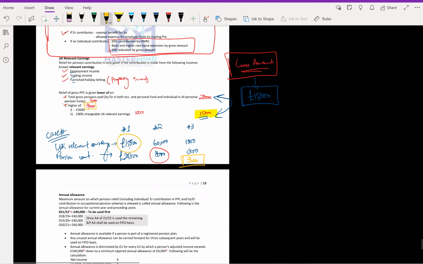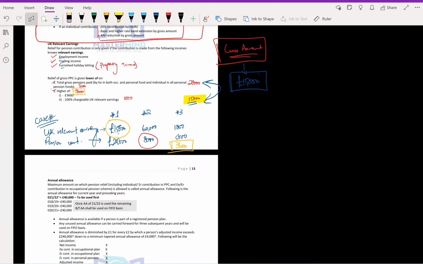Okay. So this is how you basically solve questions like these. Obviously, like I said, you have to incorporate the UK relevant earnings, compare it with 3,600, take the higher of the two, and then compare that higher amount with the gross pensions paid. Between that higher amount and the gross pensions paid, you take the lower of, and that becomes your maximum gross amount of relief by which you will extend your band and reduce your ANI.